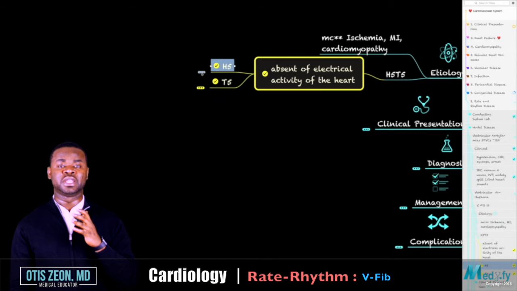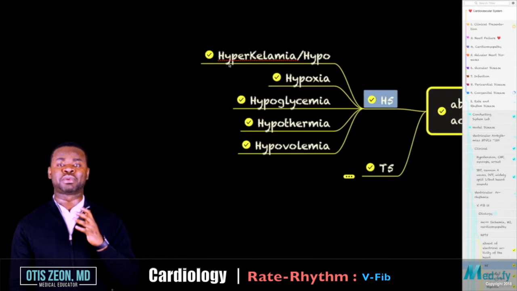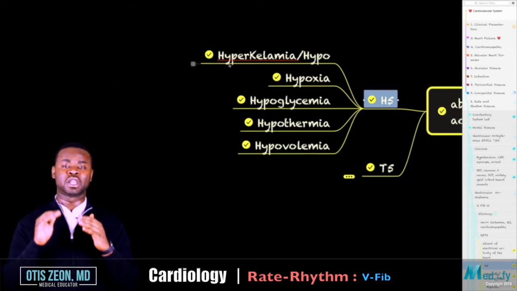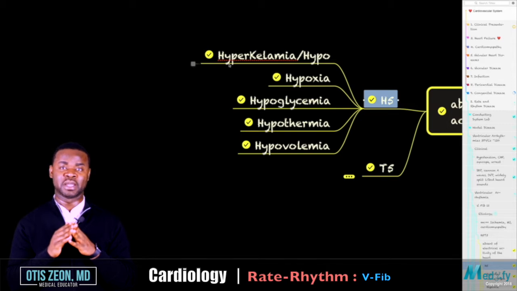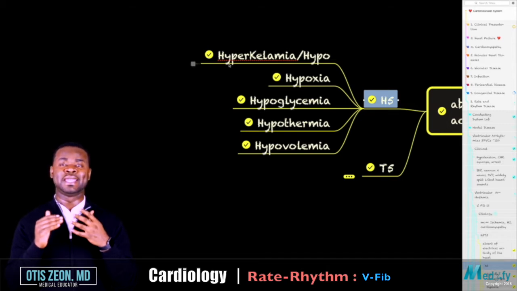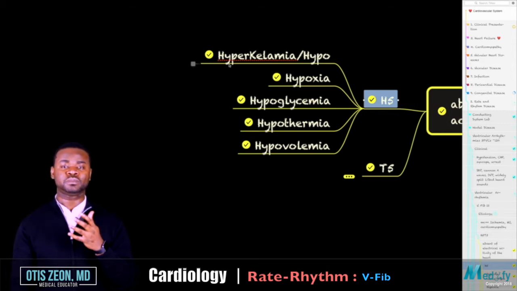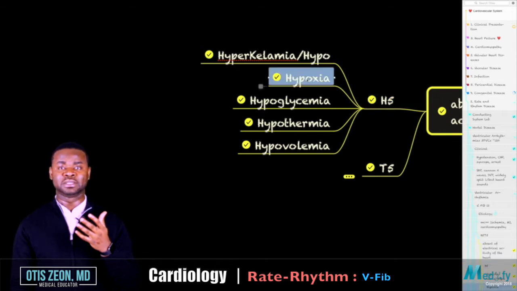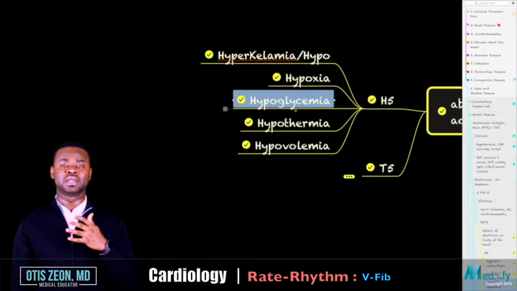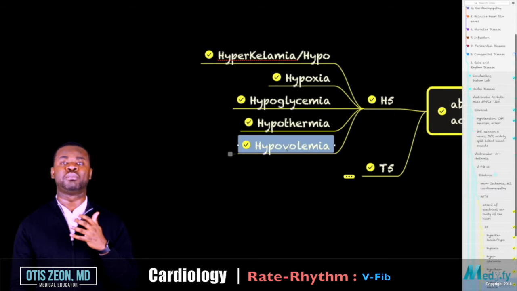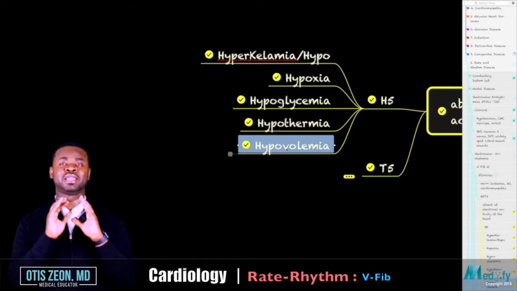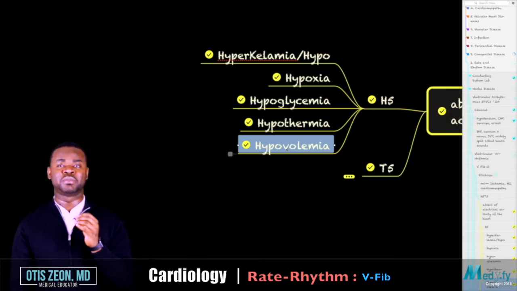The 5H are a person who has hyperkalemia. Of all of them, you must memorize hyperkalemia because that happens frequently and it's frequently tested. Then you have hypoxia, hypoglycemia, hypothermia, and hypovolemia. So all these things may affect the heart in some way, shape, or form that leads to an effect on the electrical activity, which can cause the arrhythmia.